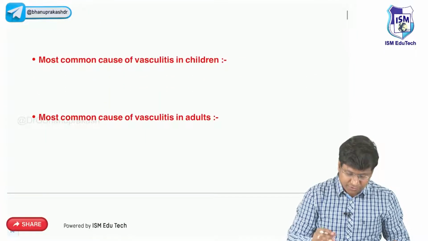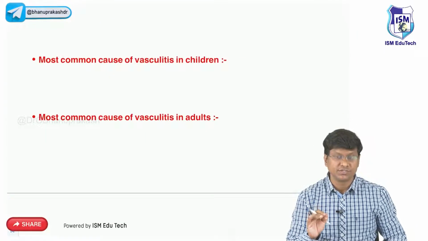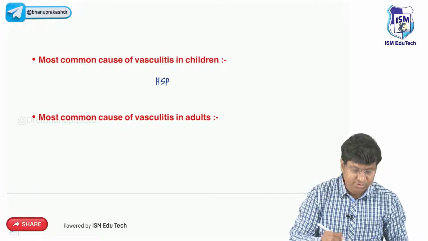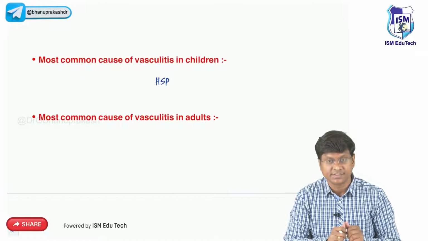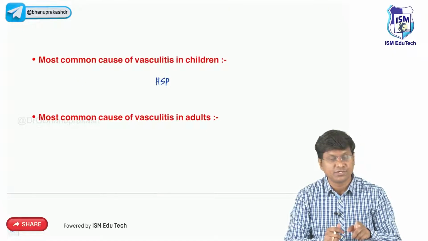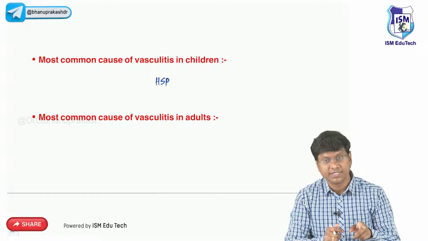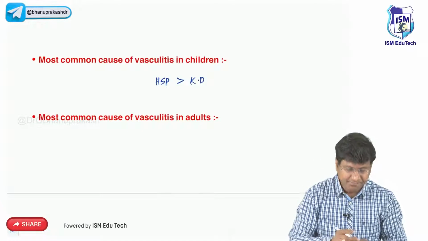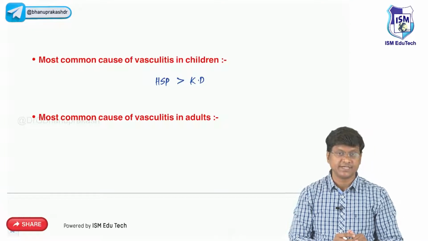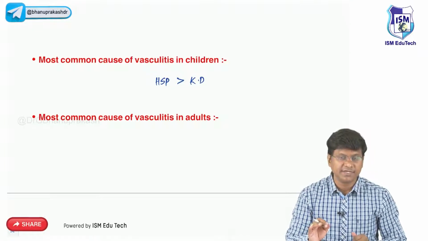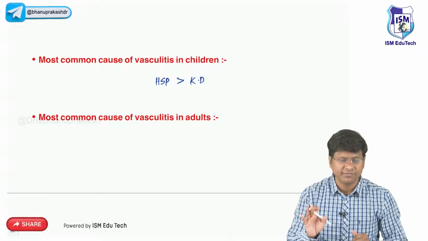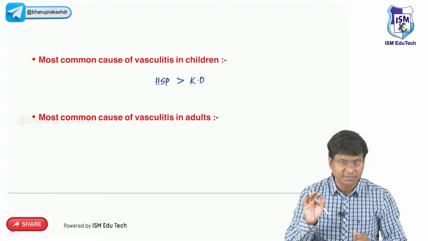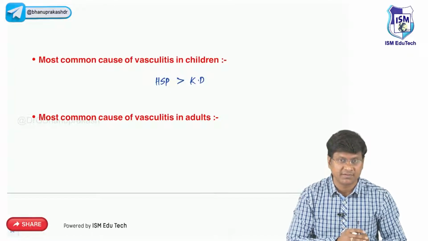Now you also need to know what is the most common vasculitis in children. Please remember, the most common cause of vasculitis in children will be Henoch-Schonlein Purpura. It is not your Kawasaki disease. But Henoch-Schonlein Purpura is not only seen in children, it is also seen in adults. And the second most common cause of vasculitis in children will be your Kawasaki disease. But Kawasaki is most commonly seen in children, very rarely, hardly 1 to 5%, you see that in adults.